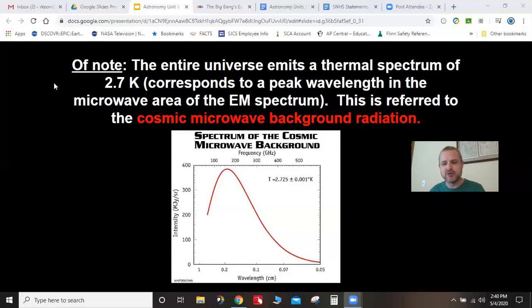Now, Gamow couldn't detect it. Microwave or radio telescopes weren't developed enough at the time to detect the radiation. It wasn't until later that it was actually detected. But of note, I'm just going to read this slide to you. The entire universe emits a thermal spectrum of 2.7 Kelvin, which corresponds to a peak wavelength in the microwave area of the EM spectrum. This is referred to as cosmic microwave background radiation.